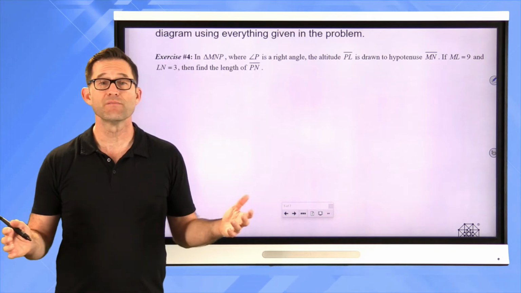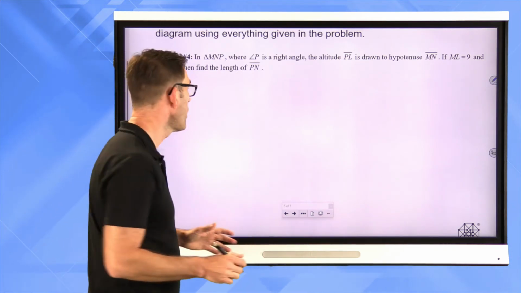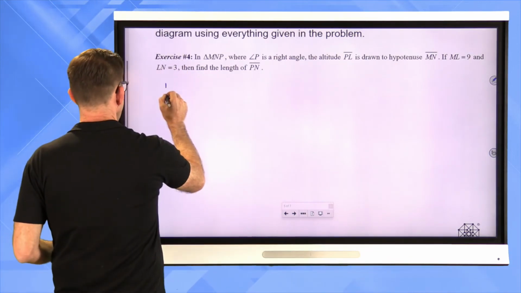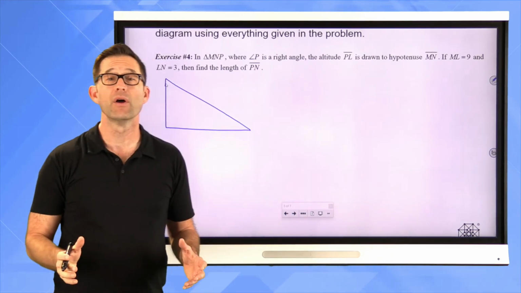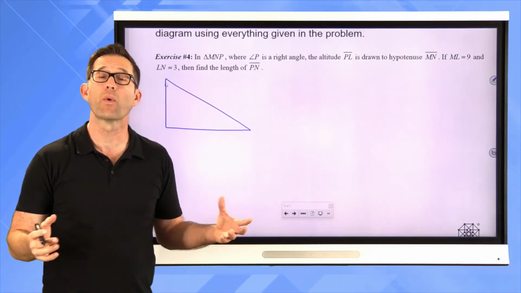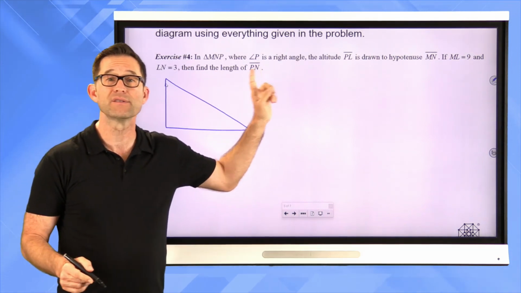Okay, so this is much more difficult because they have not given me the picture. So I'm going to have to draw one, and I better make it good. So I'm going to draw the overall large triangle. Now, the first thing I really have to know in my overall large triangle is where the right angle is. It's triangle MNP, P is the right angle.